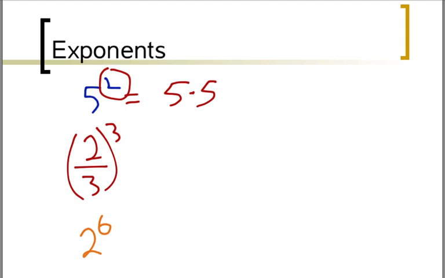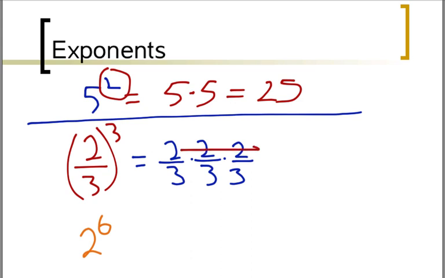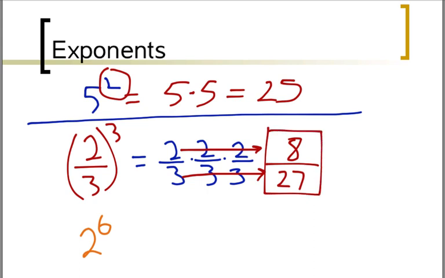And when you get that, you actually multiply it out to be 25. And then in the next problem, I've got 2/3 to the third. You want to write that out 3 times: 2/3 times 2/3 times 2/3. Now when it comes to fractions, what you're supposed to do is multiply straight across on the tops. So the 2 times the 2 times the 2, that gives you 8. Then you multiply the 3 times the 3 times the 3, and that gives you 27. And this is 2/3 cubed.